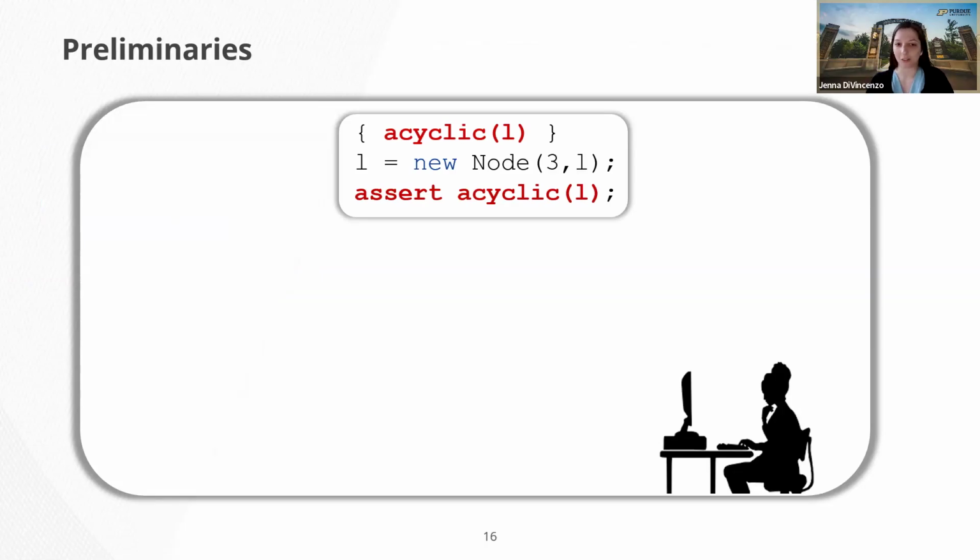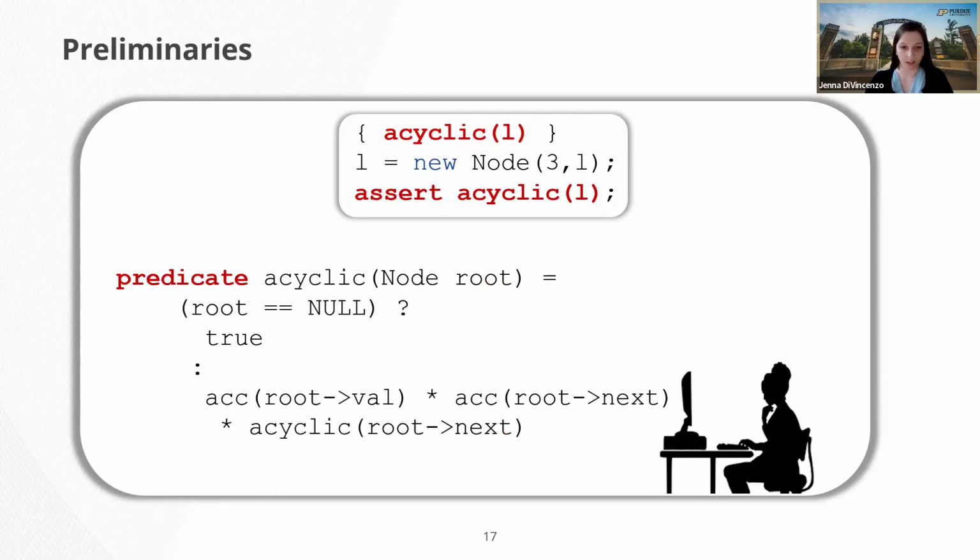So we have our one-liner that inserts a node at the head of this list. Then Daisy specifies list acyclicness, and she wants to assert that after this insertion, that still holds. So she has to specify what it means for a list to be acyclic. Let's talk about that very briefly. She can use what's called a recursive predicate to do this, with some special language constructs called accessibility predicates and a separating conjunction.